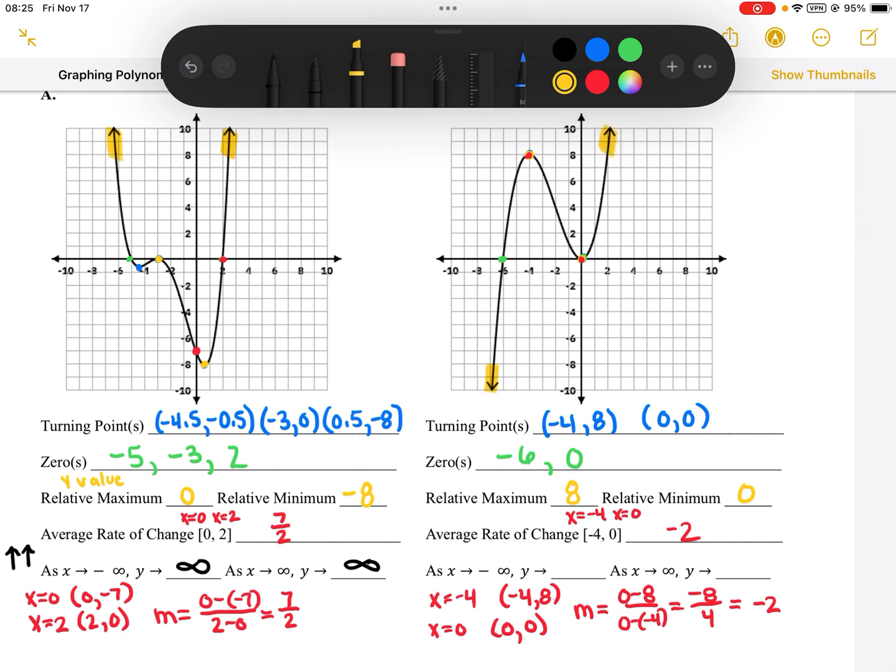End behavior: to the left, my graph is going down. To the right, my graph is going up. So my end behavior looks like this. As x goes to -infinity, to the left, y is going to get smaller, so that's going towards -infinity. As x goes to infinity, towards the right, y is getting bigger and bigger, goes towards positive infinity.